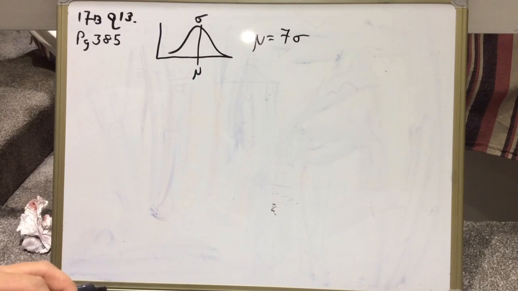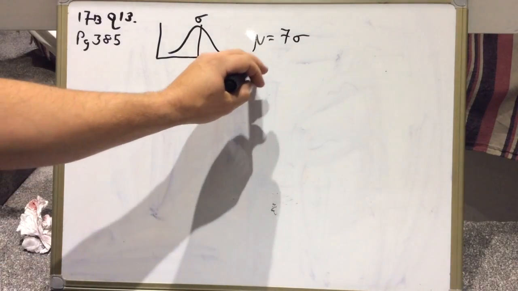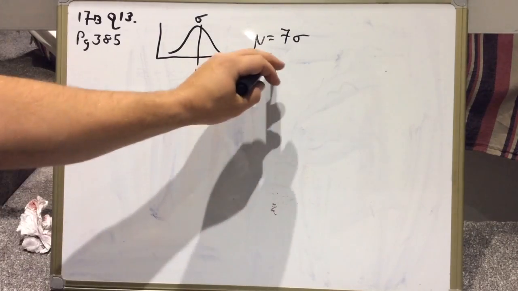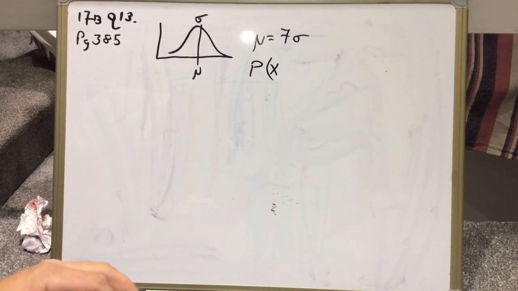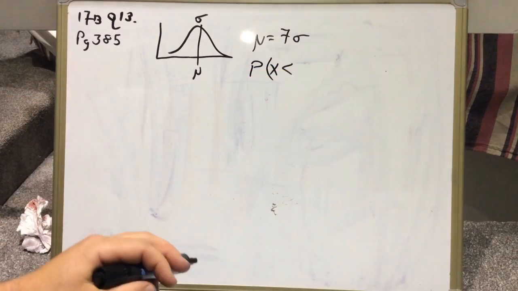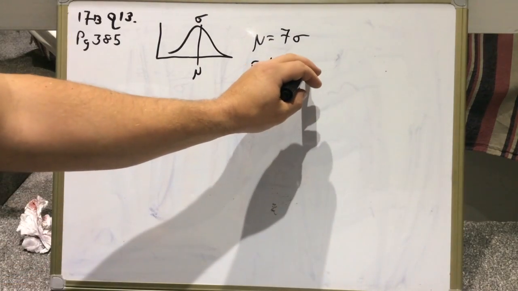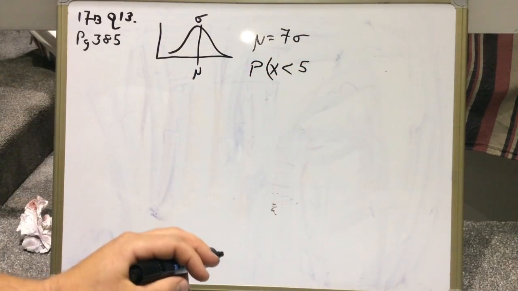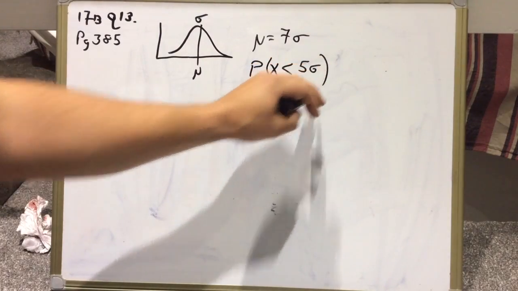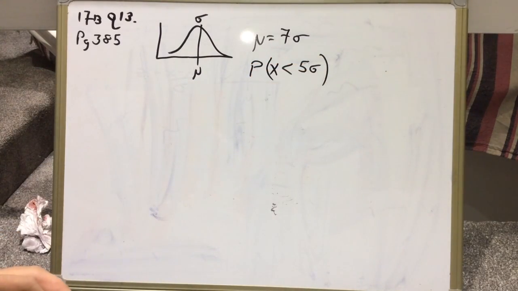The question goes on to say, what is the probability of the variable taking a value? So what is the probability of a variable taking a value that is less than 5 times the standard deviation? So that's what we're ultimately trying to find.